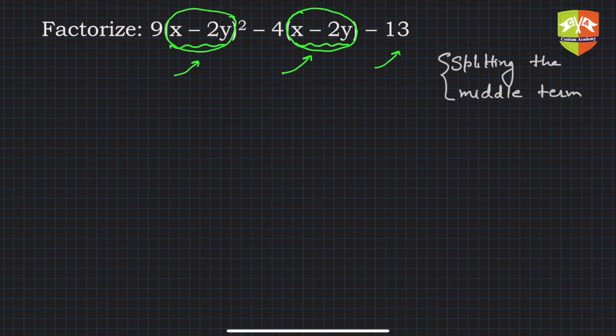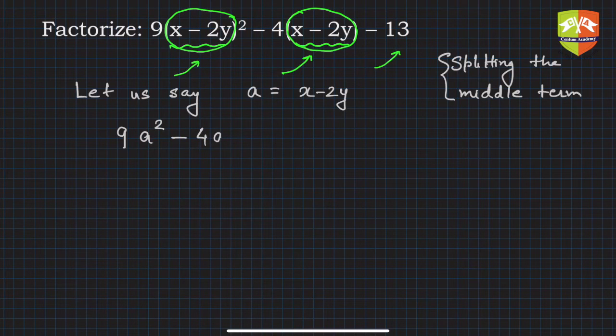So can I not express this as, let us say we can assume something here. To simplify the process, let's say a is equal to x minus 2y, and let's see what happens next. So can I not write it like this: 9a squared minus 4a minus 13. Now you'd be familiar with such expressions, and there are three terms. There's a square term, a linear term, and a constant term. This could be a perfect case of splitting the middle term if the coefficients are such.